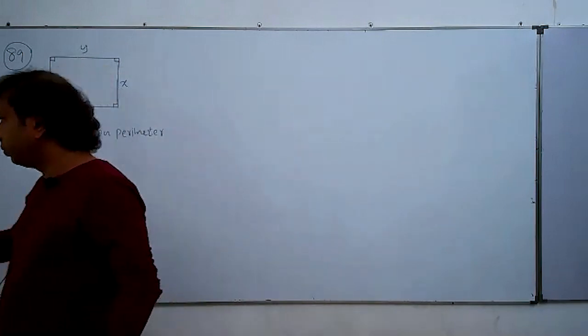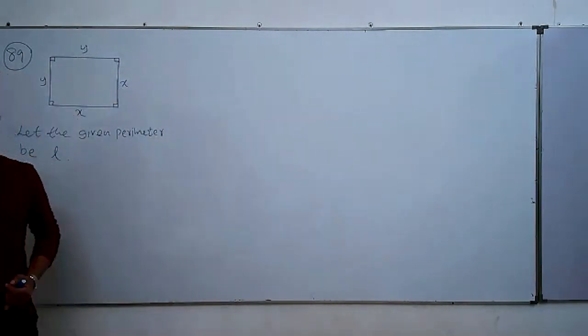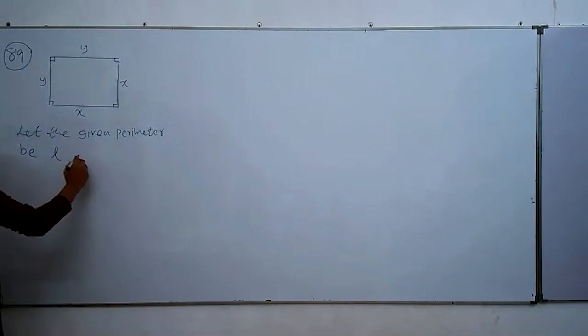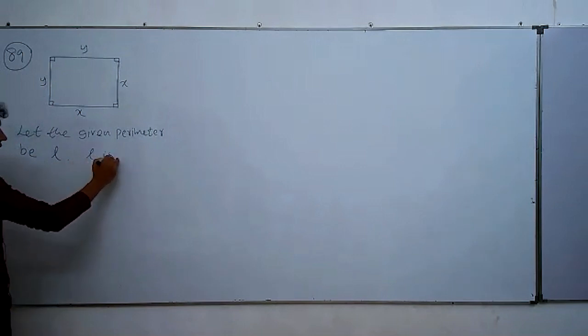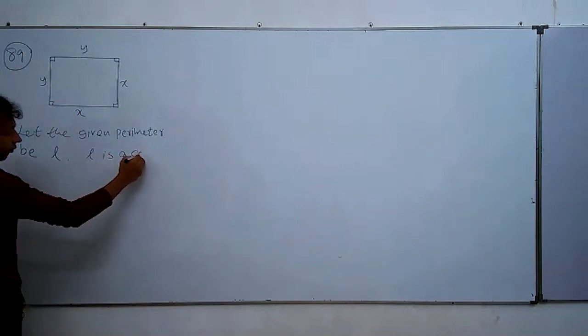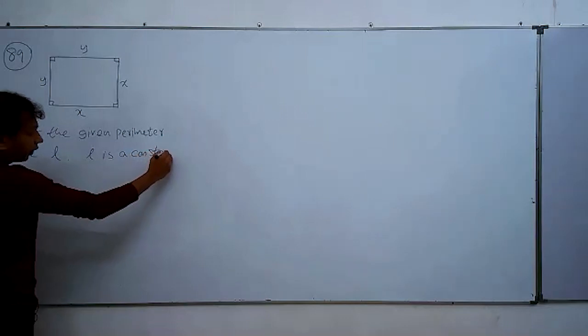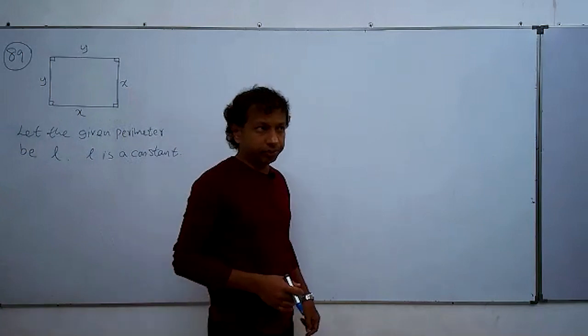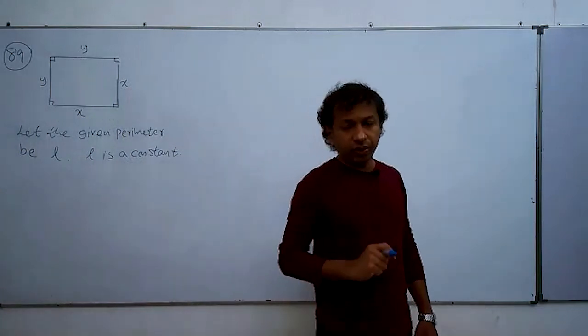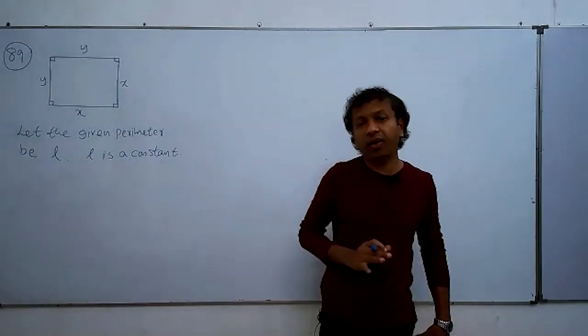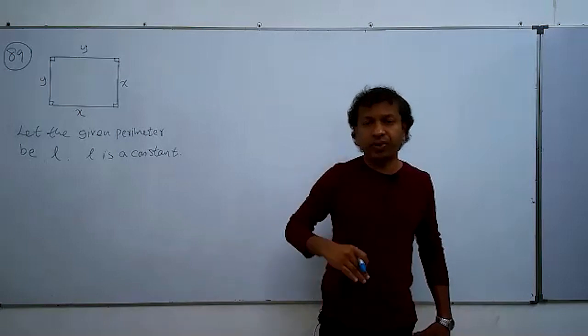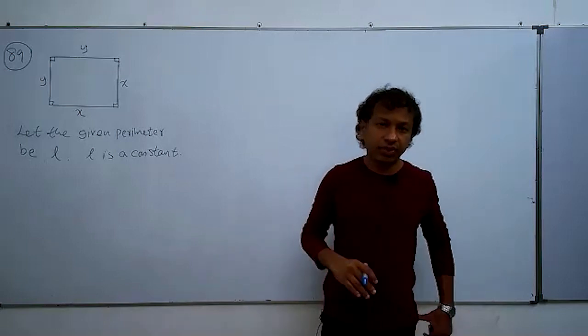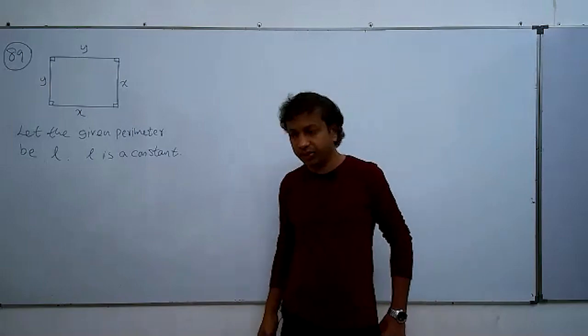Right. This L is a constant. Why? It is a given value, no? We can't change that given value. It's a fixed value. Always we have to take that same L in forming that rectangle. That's why we say L is a constant.